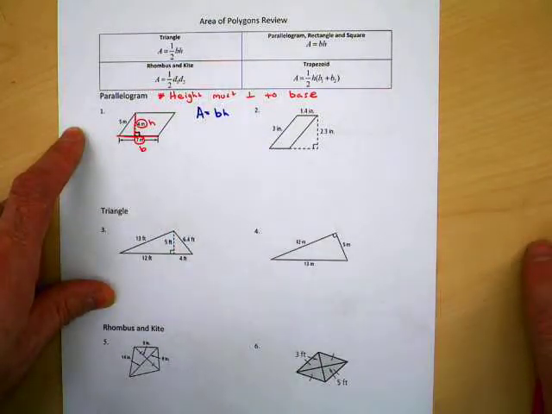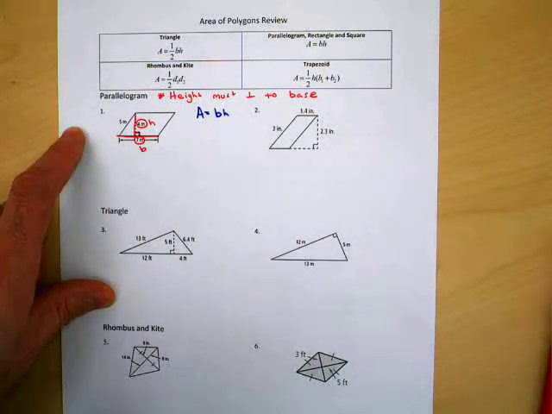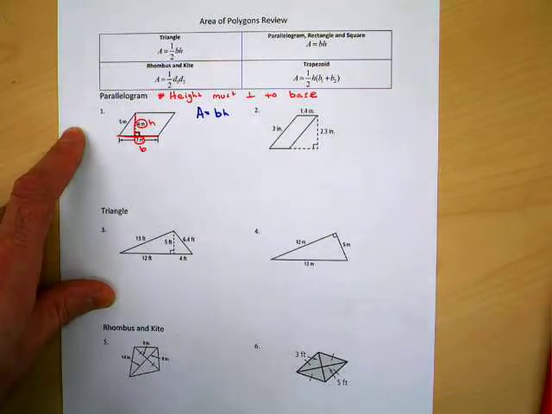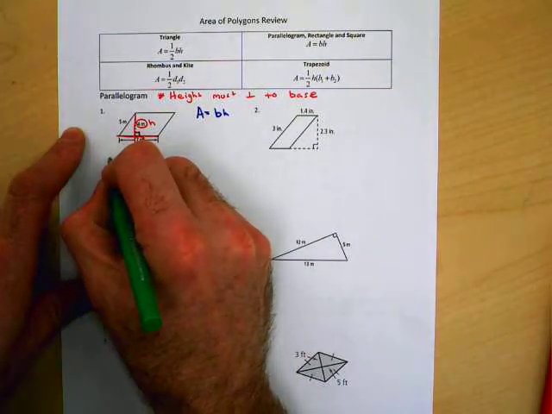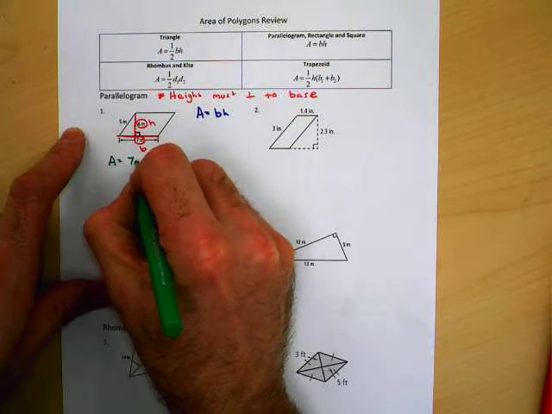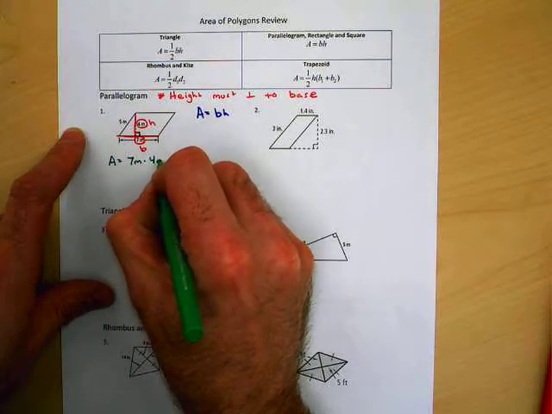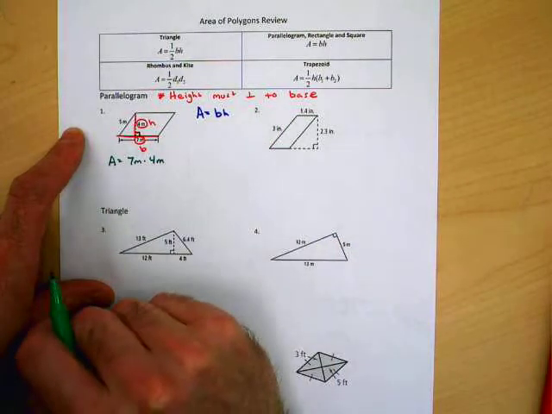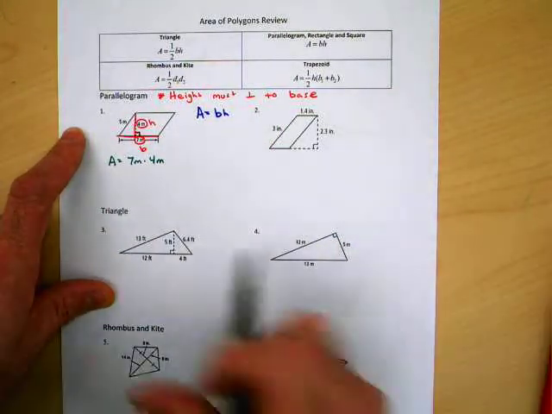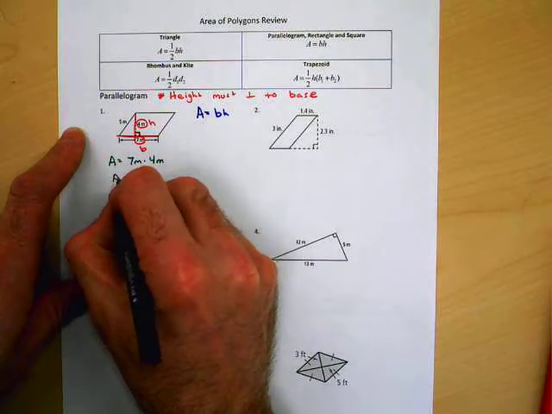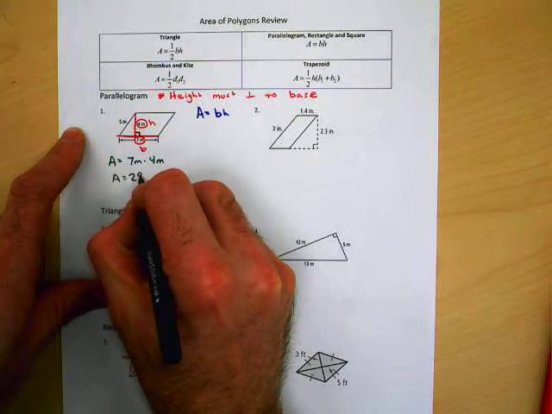So now, knowing that those are my base and my height, I use the area equals base times height formula and say area equals 7 meters times 4 meters, substituting in my base and my height. Now, simply multiplying those together, you get your area is 28 meters squared.